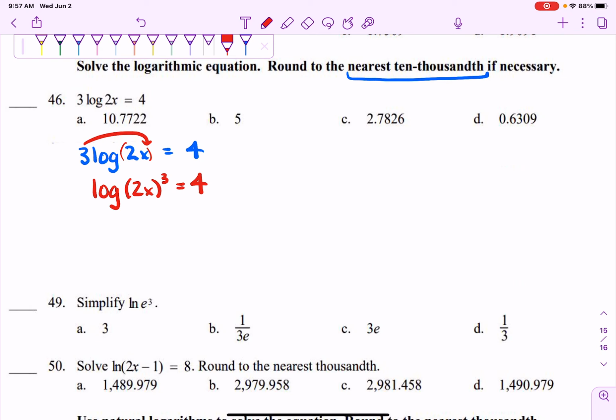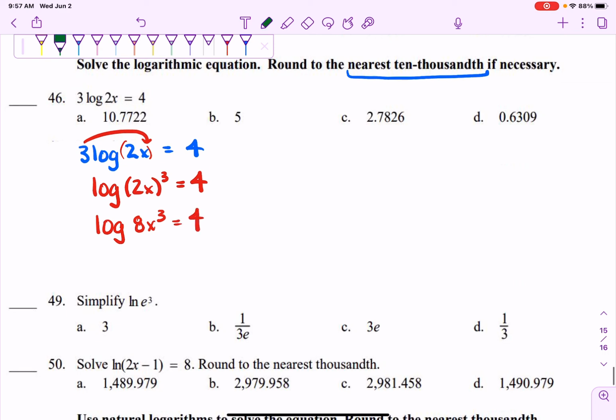Now, probably the easiest thing to do right now would be just to take this and cube it. So 2 cubed would be 8x, and then x cubed equals 4. Now do remember, if they don't give you a base, that means you have to assume it's 10. So now we're going to change from being a log to being an exponent to solve it. So it's going to be 10 to the 4th equals 8x to the 3rd. So if I have, let's see, 10 to the 4th, 10,000.